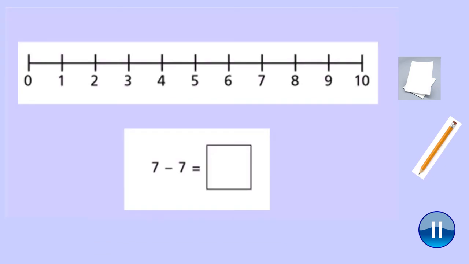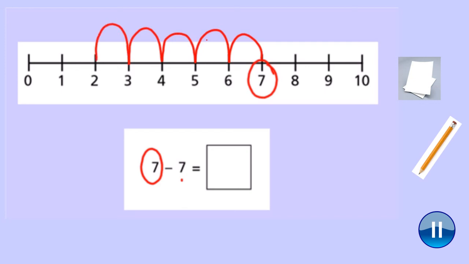And this was the last one. 7 subtract 7. Oh, this one's going to make us think. So where am I going to start? I'm starting on 7. How many jumps am I going to make? How many am I subtracting? I'm subtracting 7. I'm counting back 7. Let's count back 7. 1, 2, 3, 4, 5, 6, 7.